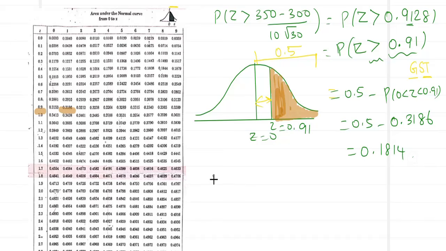So subtract it from 0.5, and you will arrive at 0.1814. So the probability that the total time of all the 30 devices to work exceeds 350 hours is estimated as 0.1814 using central limit theorem. Thank you.